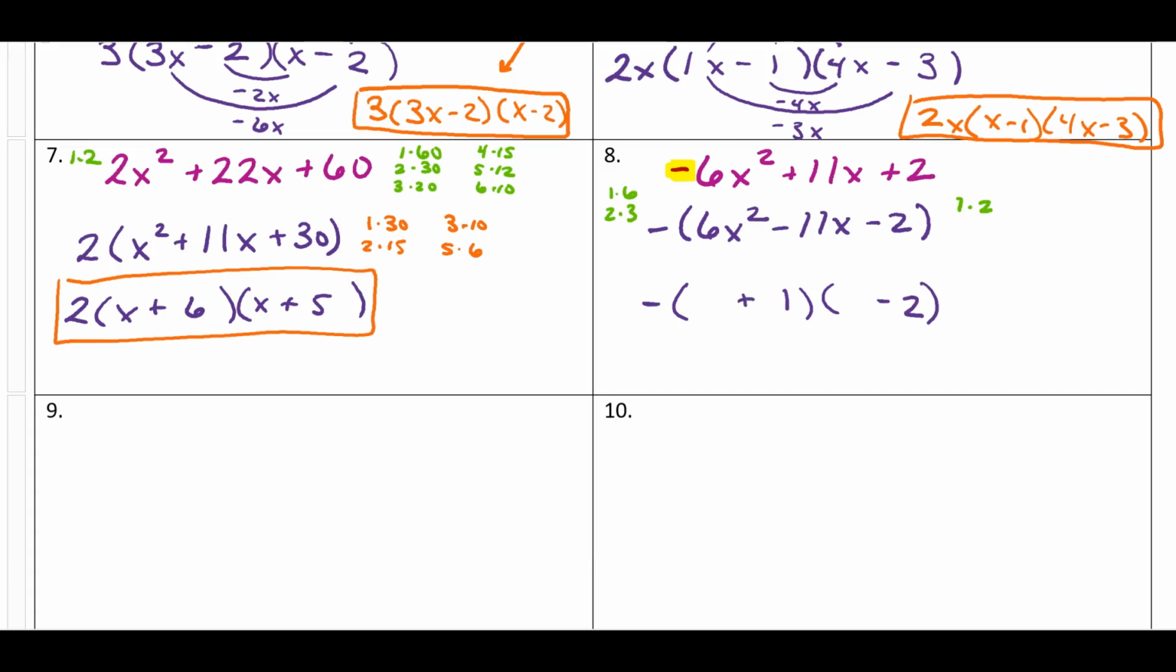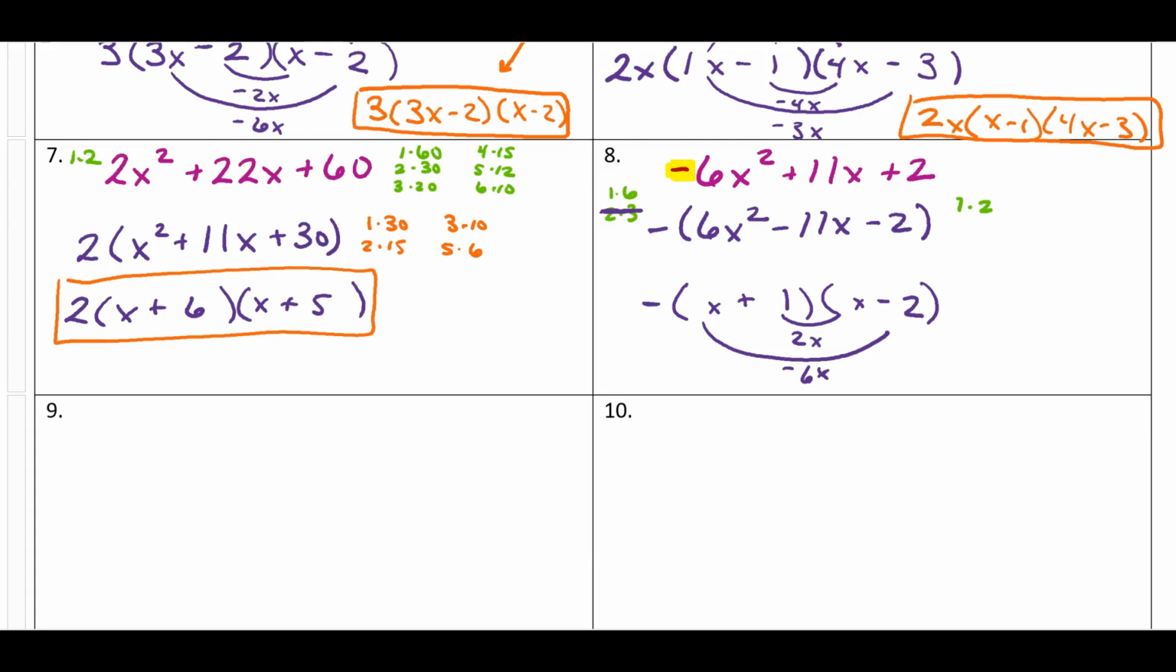And now we have to decide, do we want to start with 2 and 3 or 1 and 6? If we start with 2x and 3x, that's going to be 3x minus 4x, which doesn't work. So I'm going to flip-flop my 2 and my 3. I'm going to bring the 3 here and the 2 here. That's going to give me 2x minus 6, which again, not cutting it. So we've exhausted 2 and 3. It does not work. So 1 and 6 have to be the correct combination.